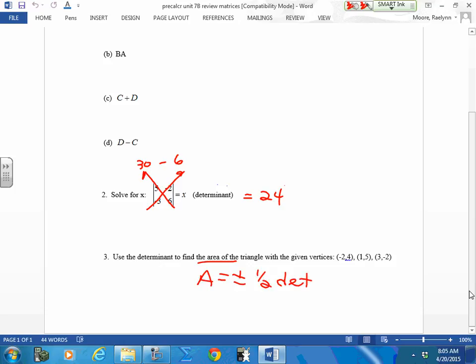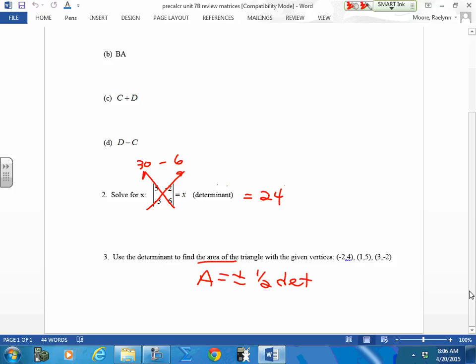That's the only formula that you have to multiply by half. Your determinant as it is is just your cross products; you subtract them. So if you did your cross products, 30 minus 6, and you weren't sure whether to add or subtract them, and you put it in your calculator and your answer was 24, that showed you had to subtract them. So that's all we need for that: your determinant is 24.